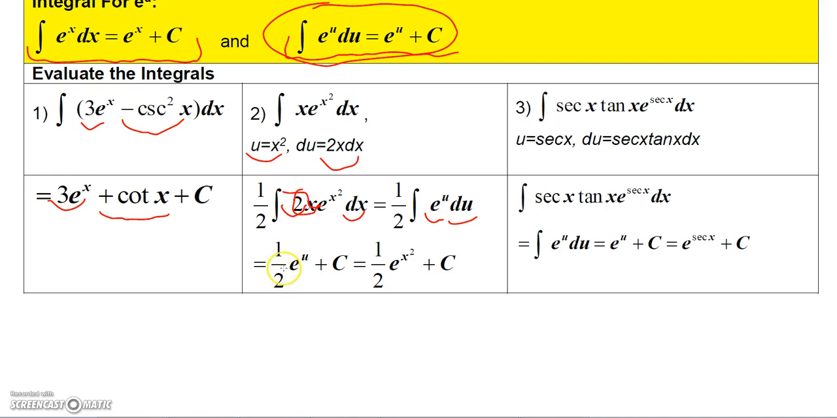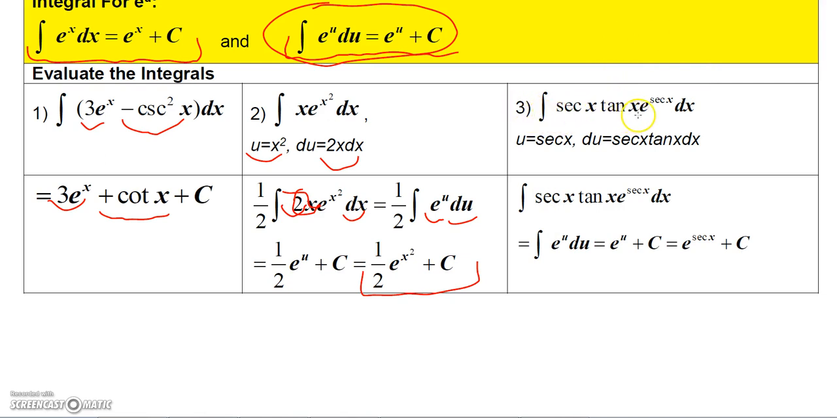So when I integrate that, I get e to the u, and then I have times a half, plus a constant. And then your last step is to replace u with the substitution x squared. So I get 1/2 e to the x squared plus c. Okay, now here's another one.